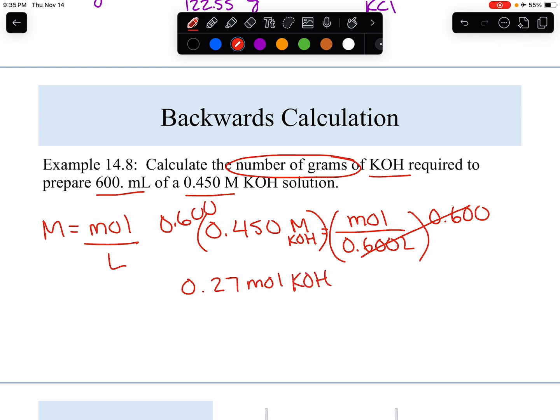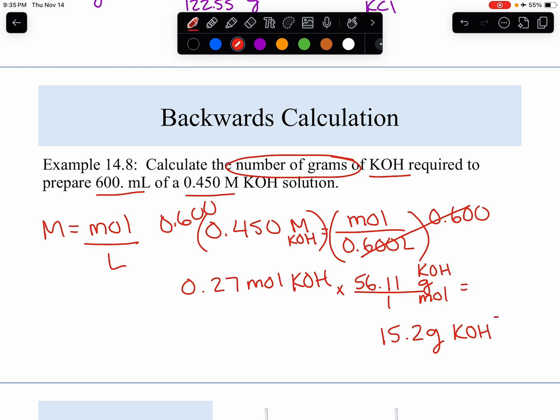Now, this is not the answer though. The answer is asking for the number of grams. I am in moles, so I need to do 1 extra step. I need to take my moles and go to grams. So it's basically the opposite of what we were just doing in the previous problem. So you have to get the molar mass of KOH. If you add 1 K, 1 oxygen, and 1 hydrogen, you get 56.11. Since they are both on the top, I'm going to multiply, and I'm going to get 15.2 grams of KOH.